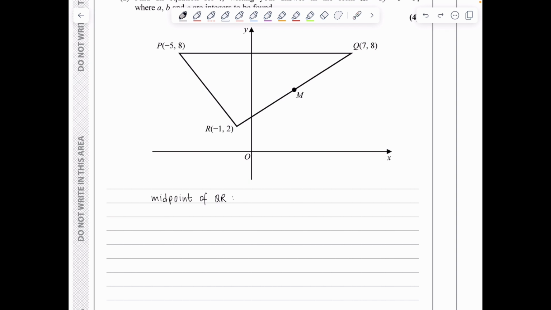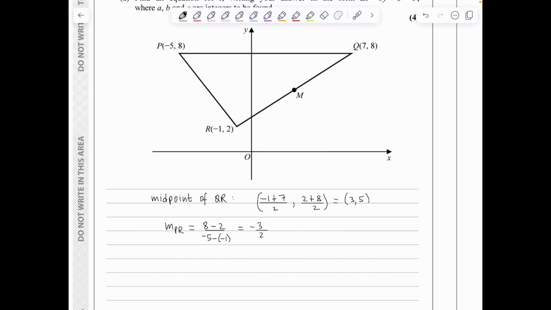So I will start by finding the coordinates of M, which is the midpoint of QR. We know that for the midpoint, we do x1 plus x2 over 2, so minus 1 plus 7 over 2, comma y1 plus y2 over 2, so 2 plus 8 over 2, which gives us 3, 5, and therefore point M has coordinates 3, 5. Now the gradient of the line PR is given by y2 minus y1 over x2 minus x1. So 8 minus 2 over minus 5 minus negative 1. This gives an answer of minus 3 over 2.